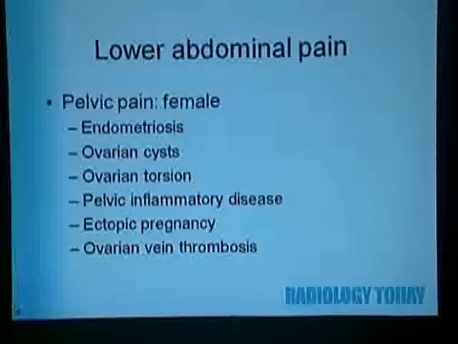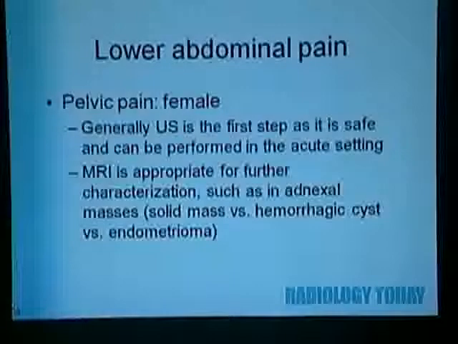Now etiologies for pelvic pain in the female are pretty broad, anything from endometriosis all the way to ovarian vein thrombosis, and we've certainly seen all of these in our practice. Typically, ultrasound is the first step, as it is safe and can be performed in the acute setting pretty much anywhere. MRI is appropriate for further characterization, such as an adnexal mass, trying to tell whether it's a solid mass, perhaps a hemorrhagic cyst that didn't resolve, or an endometrioma. I'm not going to get into too much detail because I understand Dr. Wellman talked a lot about this earlier.